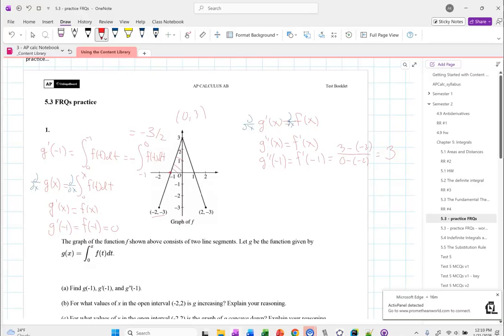Does everybody feel okay here as we're looking at the relationship between g prime and g double prime, the integral of f, and f prime? See the relationships here? This is a common problem formulation, a common problem setup on the AP exam.